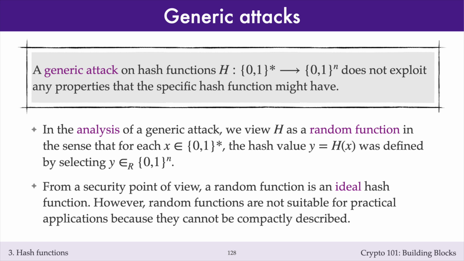However, random functions are not suitable in practice because they can't be compactly stored. The only way you can describe a randomly selected hash function is by a giant table, which for each message in the domain gives the corresponding hash value. Even though randomly selected hash functions aren't practical, we still assume that a hash function is a random function when we analyze generic attacks on hash functions.